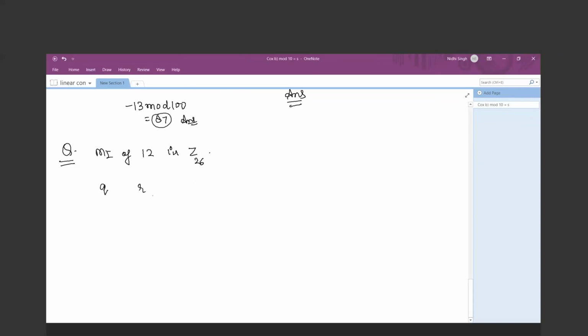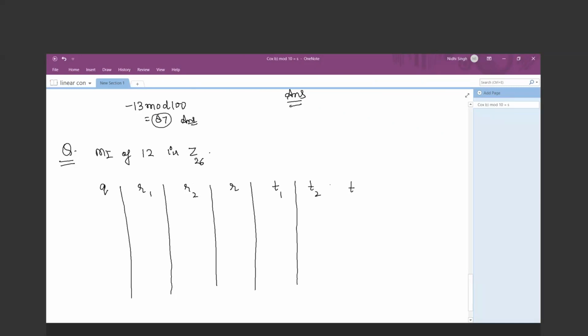So Q, R1, R2, R, T1, T2, and T. So the maximum value is 26, minimum is 12, 0, and 1. So find out the quotient. The quotient will be 2, and the remainder is also 2, and the value of T will be minus 2 if you calculate by the formula. So shifting will give you 12, 2, and 1 and minus 2.